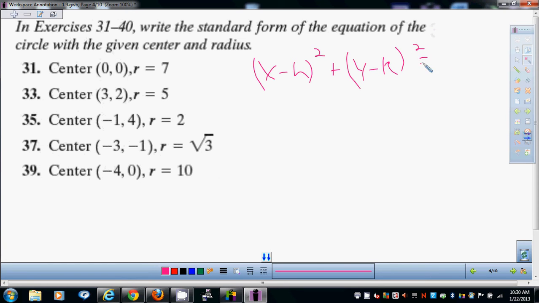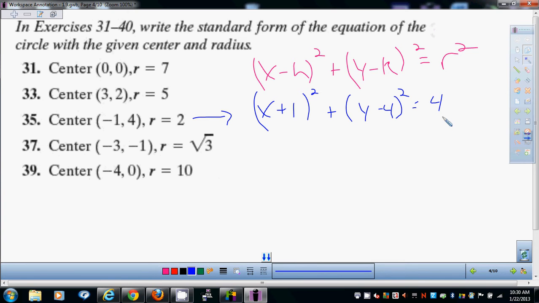So, let's just look at number 33. Actually, let's look at 35. 35 would be x minus -1, which is the same as x plus 1 squared. Y minus 4 squared equals 2 squared. H and K is the center, but since you're subtracting, you basically just take the opposite of what it is. So -1 becomes +1, +4 becomes -4. Then you just square the radius, and there's your last number.